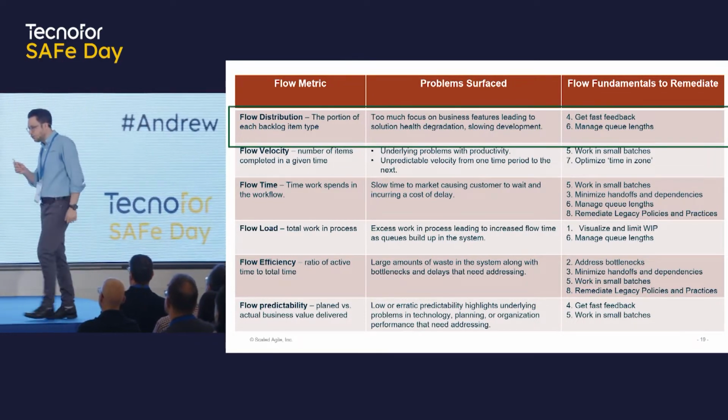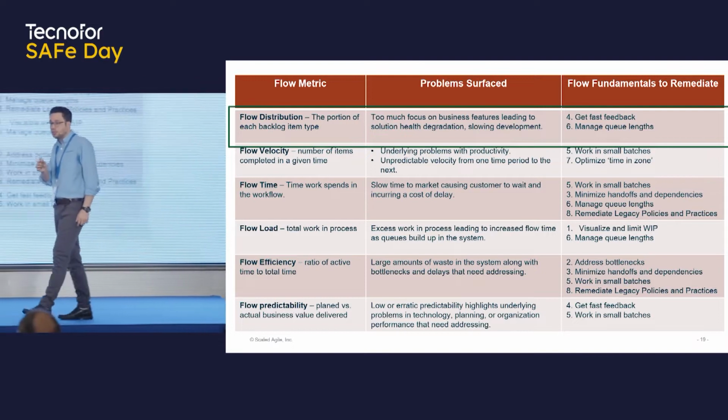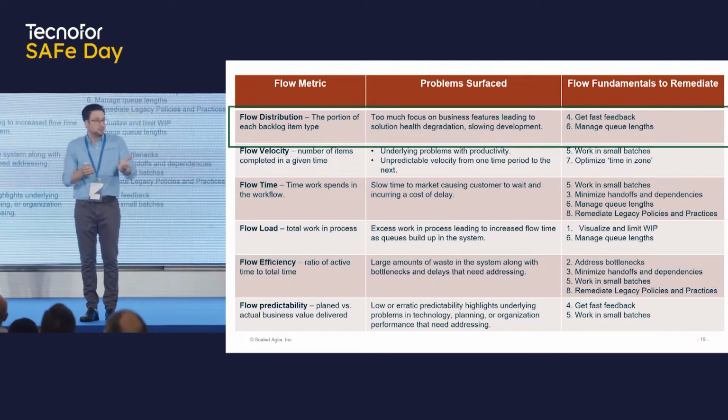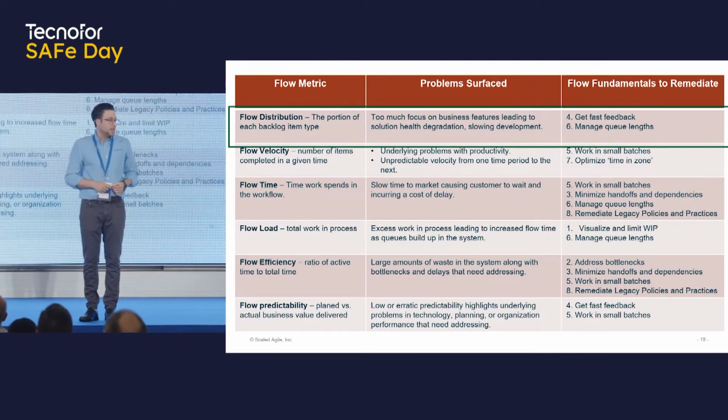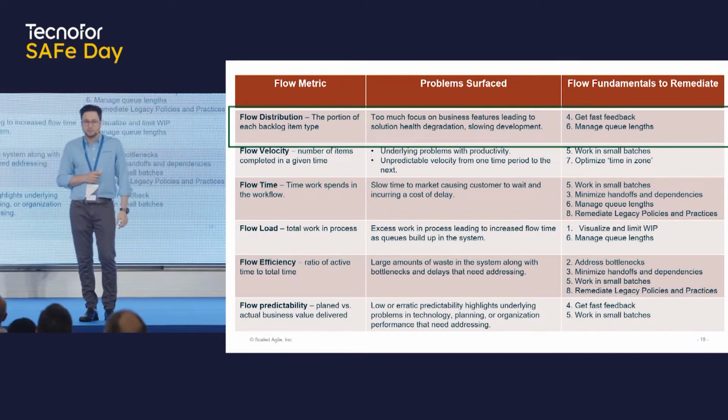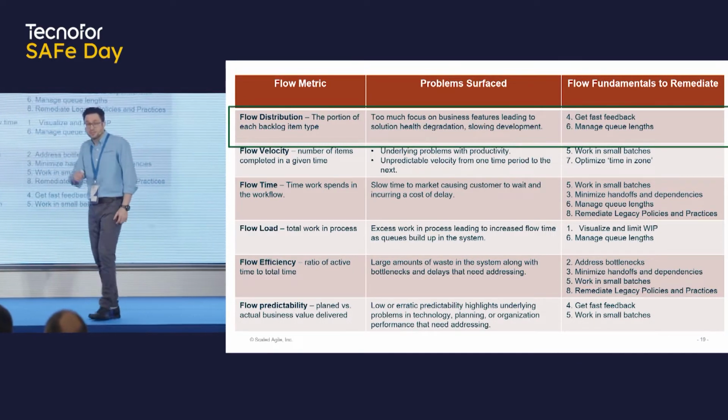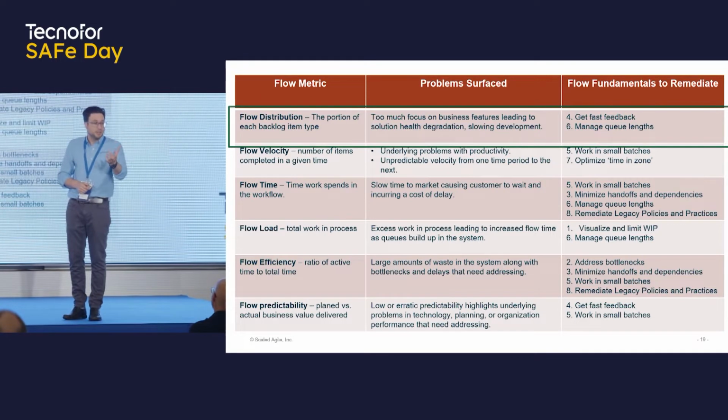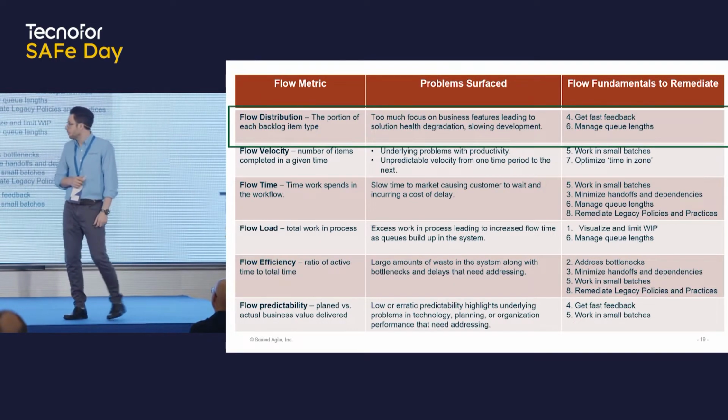And then let's manage queue lengths. If we can manage our queue lengths, it lets the team adjust their distribution from PI to PI as they need to adjust the type of work they do. So you start to see now this strong connection between what we recommend you measure and the flow fundamentals needed to remediate any problems that you might be seeing.